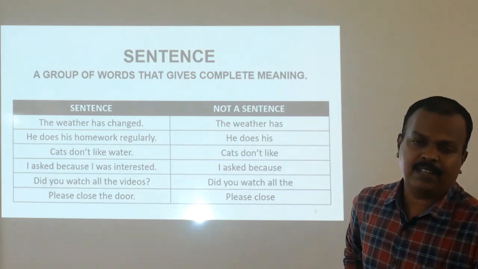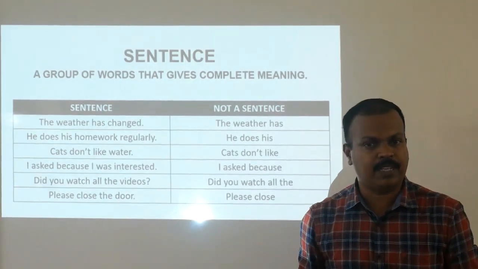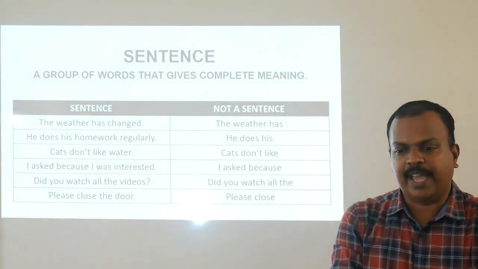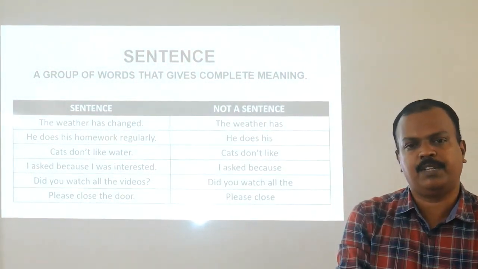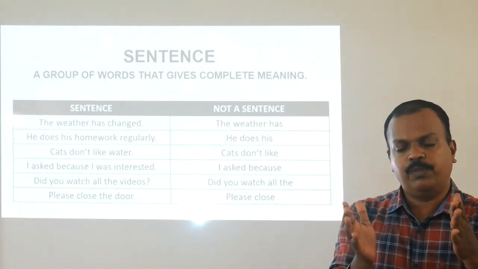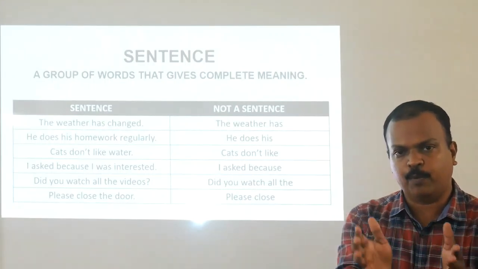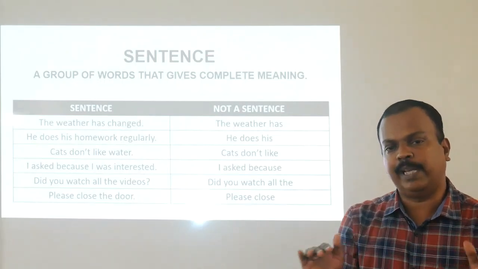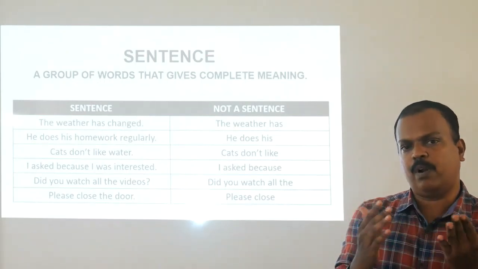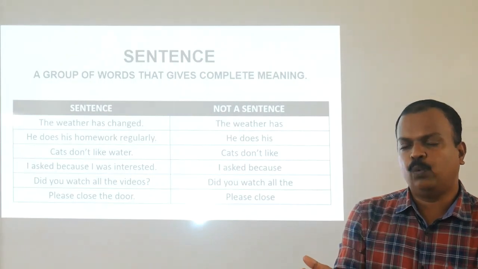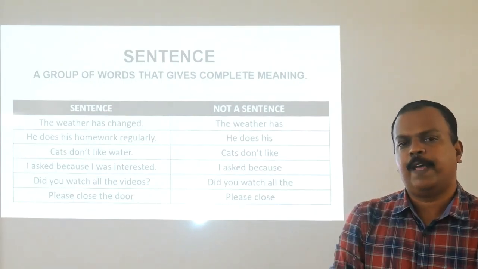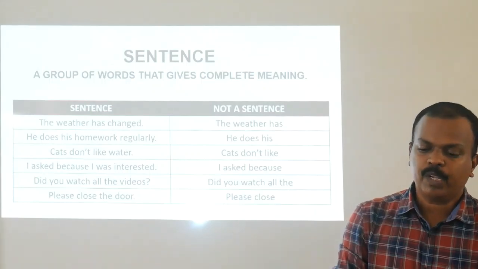And as I said, sentences can be short, sentences can be long. So we need to be aware that whether it is a short sentence or a long sentence, the words in that sentence, or the group of words in that sentence, have to be properly in place. They have to have proper coordination with each other, and only then will the sentence have the desired complete sense. Otherwise it will not.